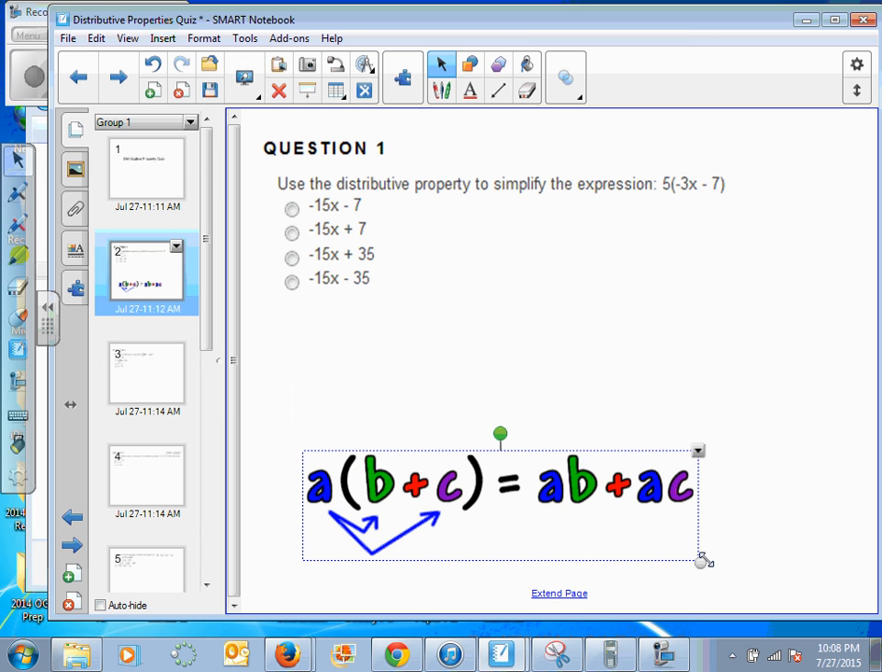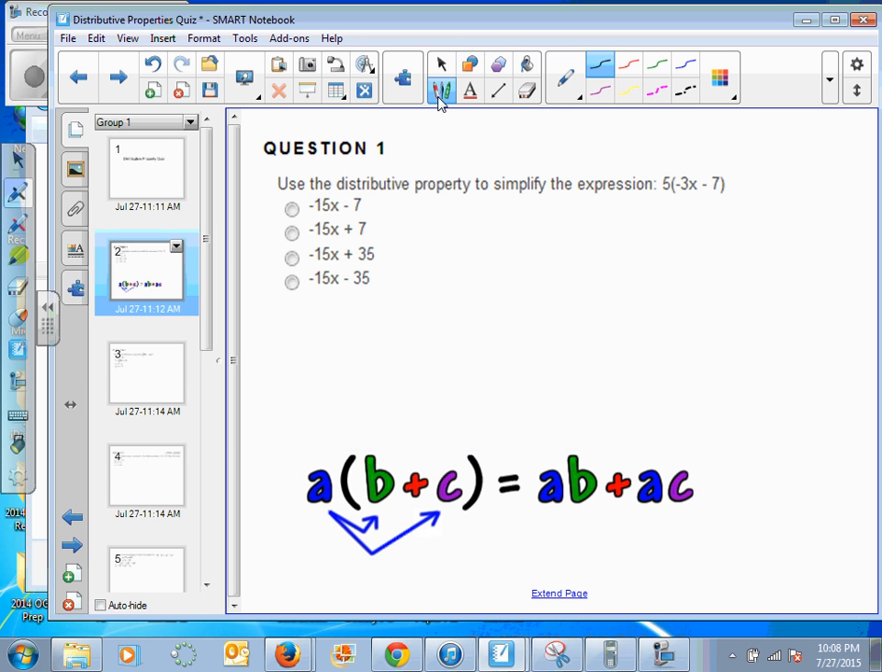Let's take a look at what it looks like when we're actually using it. So, we're going to use the distributive property to simplify that expression there. Let me see if I can write this. Here we go. -5, and then in parentheses, -3x minus 7. That is actually a 3.